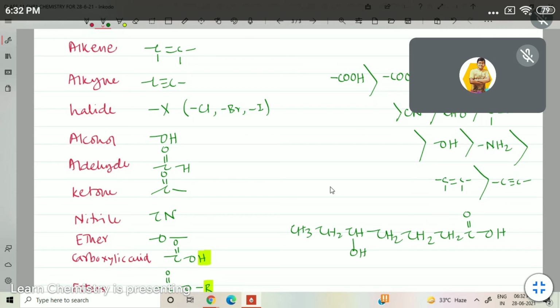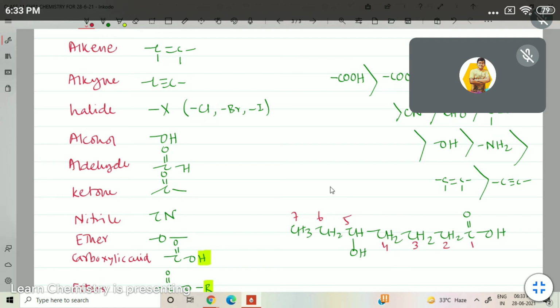This is basically a carboxylic acid, but you have also got an OH over here. So, which group gets more priority? Yes, the carboxylic acid COOH group gets more priority. So, the numbering will start from this carbon: 1, 2, 3, 4, 5, 6, 7. Okay. Now, this is how the numbering is done. This is how the order of preference has been given.